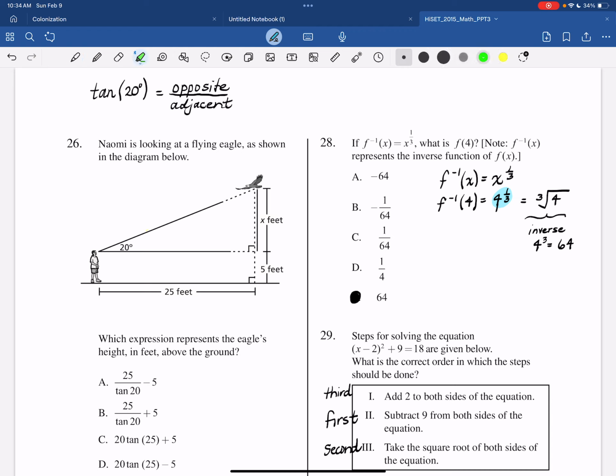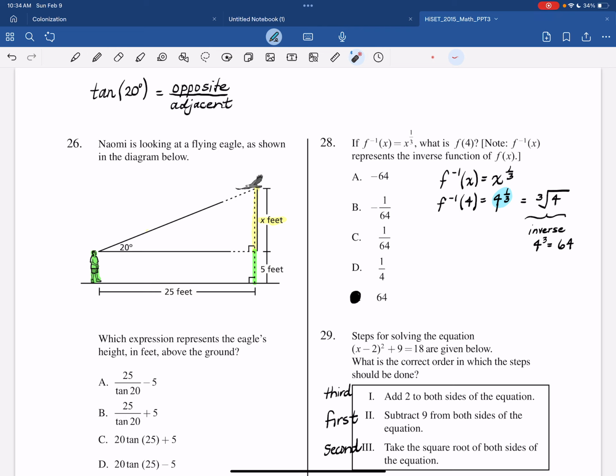We know that Naomi is 5 feet tall. We're told that right here. So Naomi is 5 feet tall. And we know that the eagle is not at eye level. The eagle is flying considerably higher than eye level. We do not know what that height is. That's the purpose of doing this problem if we were going to solve it. But this whole measurement is the opposite. It's her height plus the height of the eagle.